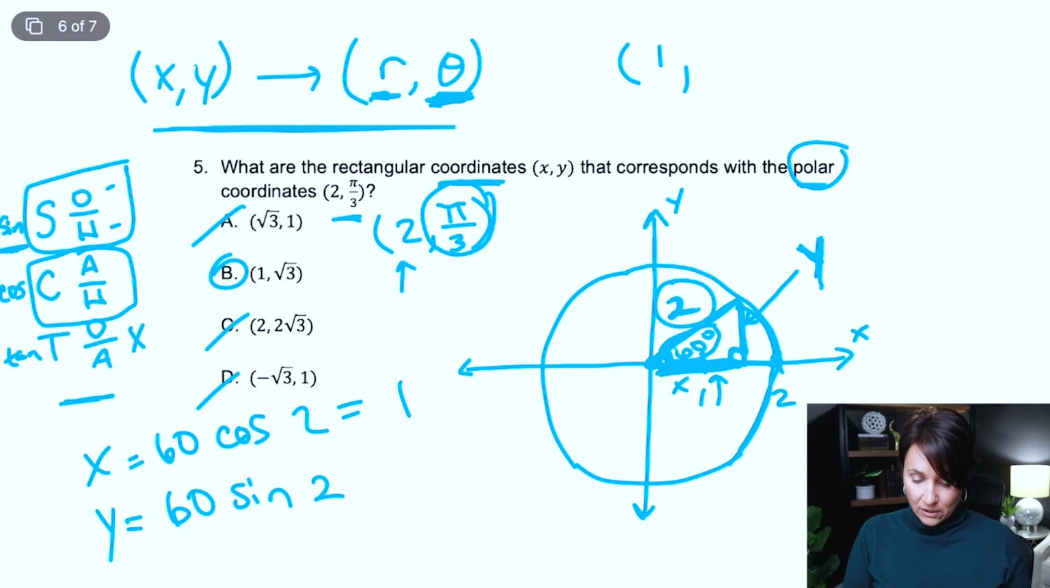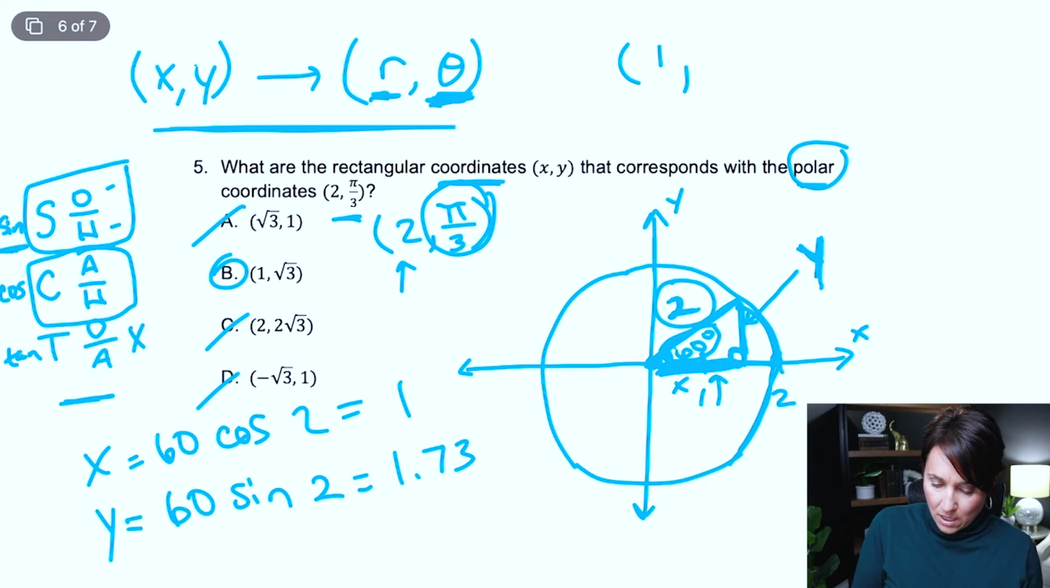Now let's use our calculator again. If I do 60 sine, I get 0.866025, whatever. I like to hit the equal sign. And then I hit times 2, I get 1.73, which is about the square root of 3, right?